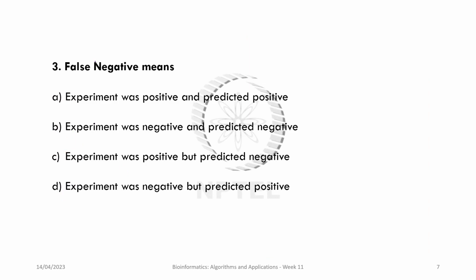Question 3. False negative means: option A, experiment was positive and predicted positive. B, experiment was negative and predicted negative. C, experiment was positive but predicted negative. And D, experiment was negative but predicted positive. Devangana says C. Amardeep also says C.